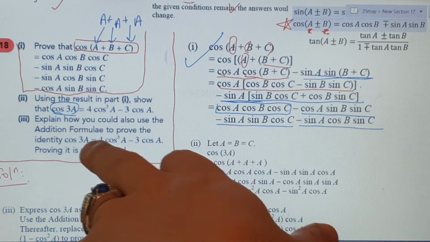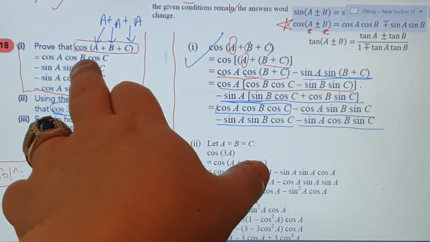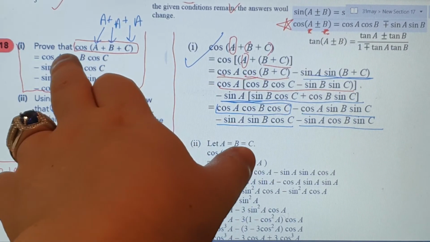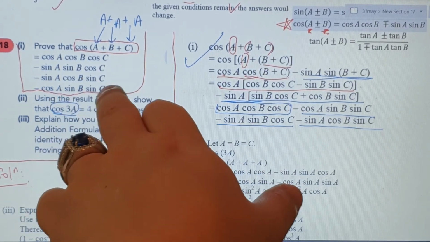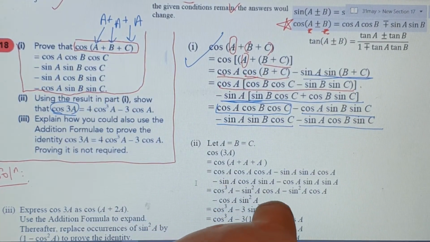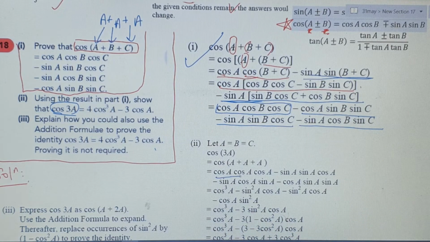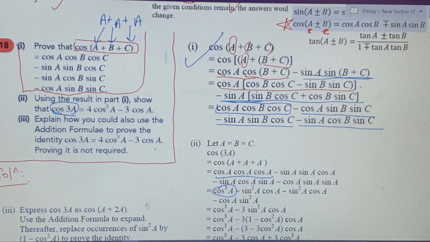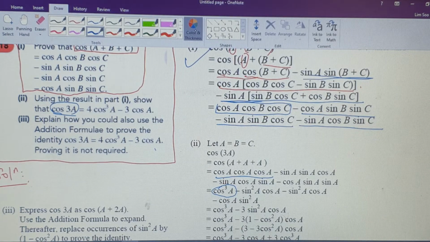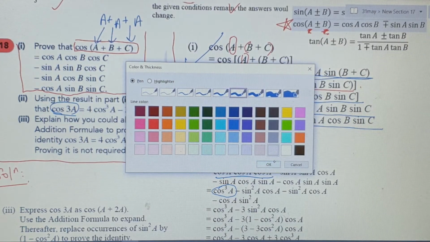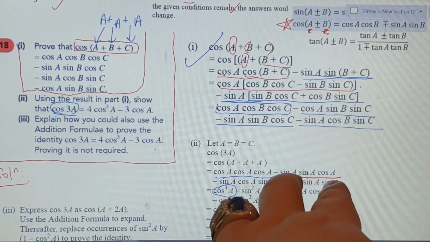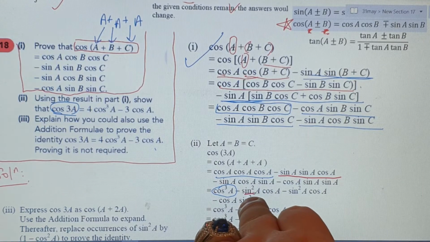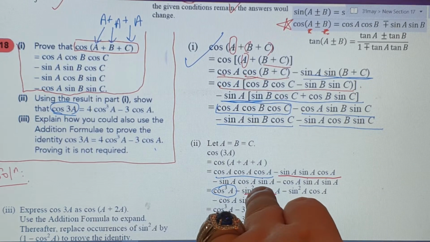Then now how? That means your A is A, B is A, C is A. All this you change to A. Then when you do that, right? When you do that, you will get this. Can you see that this whole thing is cos cube A? Okay, I'm going to change the color of the pen. Here, use red now. Then this one, can you see that is sine square A cosine A?